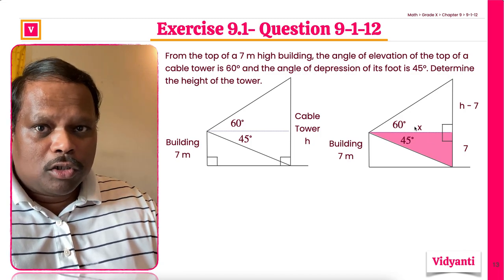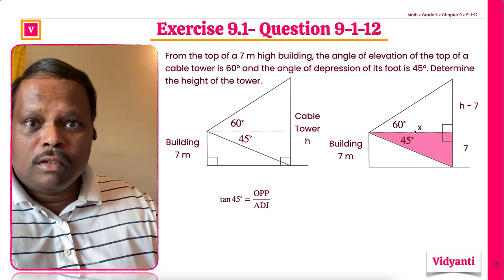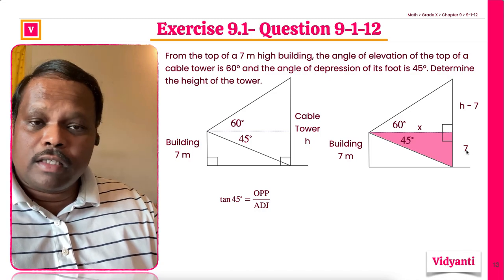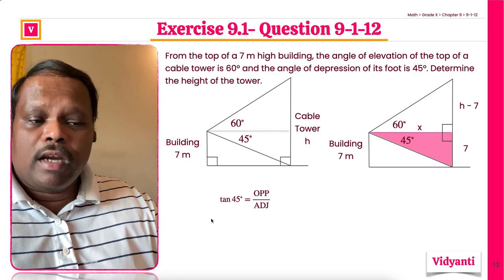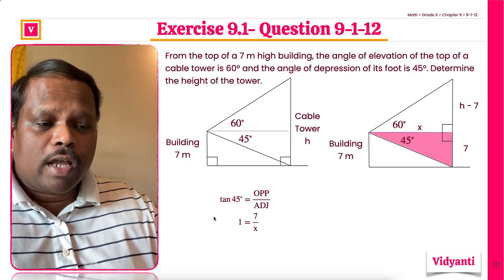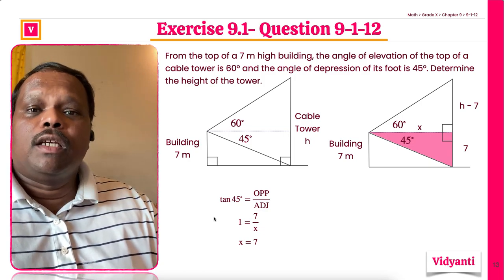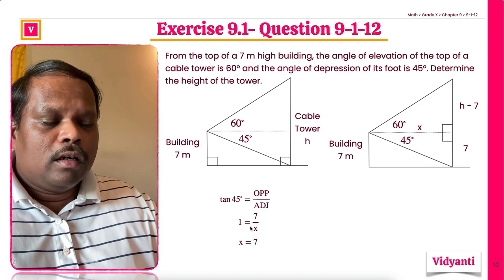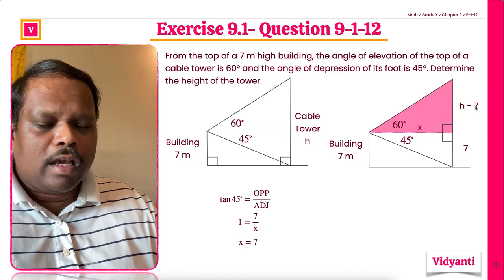So the trigonometric ratio which we are going to use is tangent. We can write a generic expression: tan of 45 is opposite over adjacent. Opposite is 7, adjacent is x, and tan 45 has a standard value, which is equal to 1. So we substitute that, and by cross multiplication we get the value of x as 7.